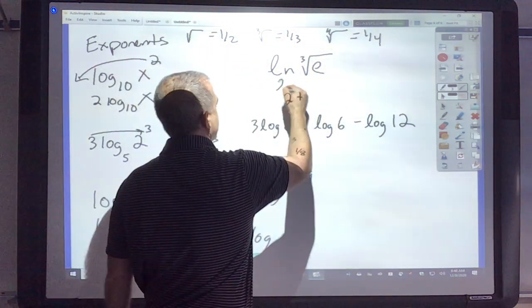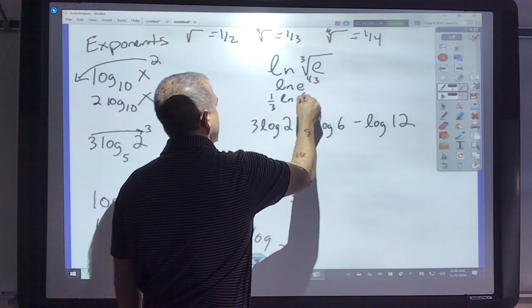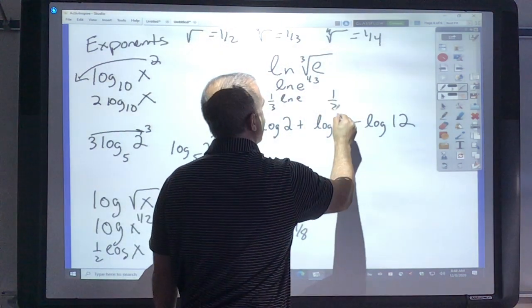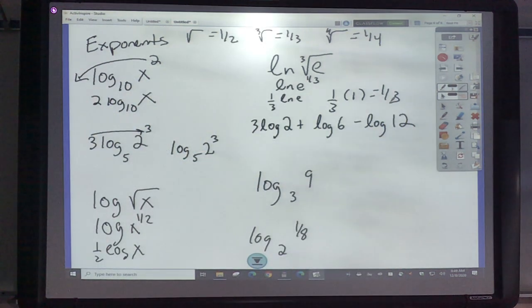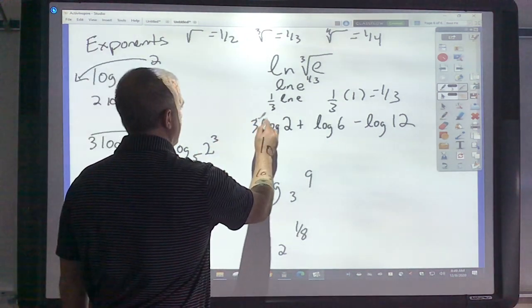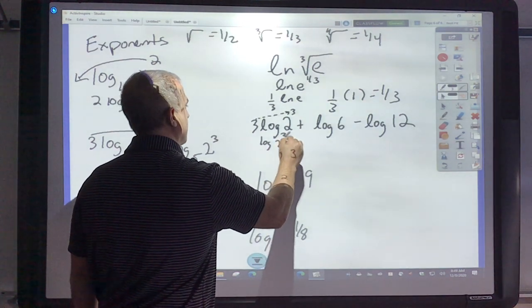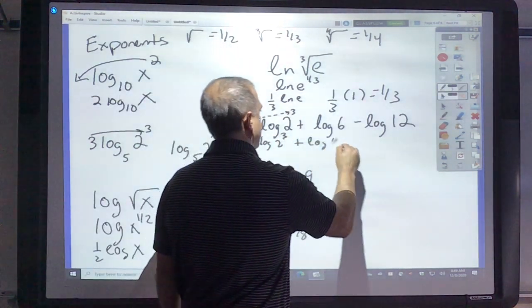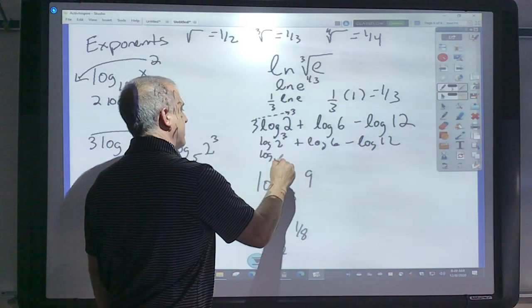Same thing here. This would be natural log of e to the 1/3. If I move that in front, natural log of e, well, what do we know about that? We know the natural log of e is just 1, so that'd be 1/3. Now, here's where you can use this to actually bring it back and simplify. So I bring this 3 up here, so that'd be log 2 to the 3rd. Now what is 2 to the 3rd power? That would be just log 8. And these are all base 10.